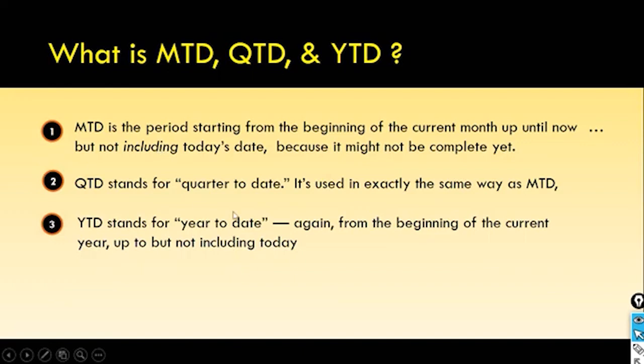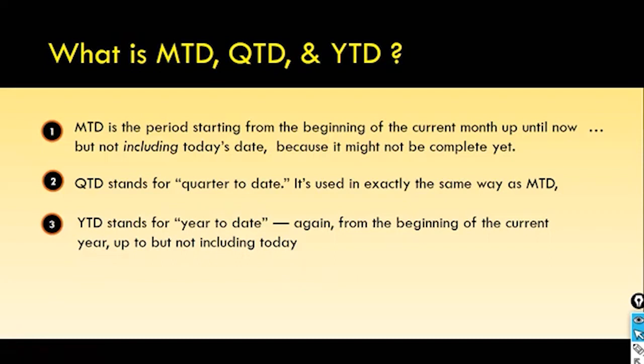The same thing is applicable for quarter to date. If they ask you for the quarter to date sales today, we are now in the fourth quarter, October, November, December. So from October 1st until yesterday, the total sales we made is called your quarter to date sales. And year to date is the beginning of the current year up to but not including today. So this is your year to date.